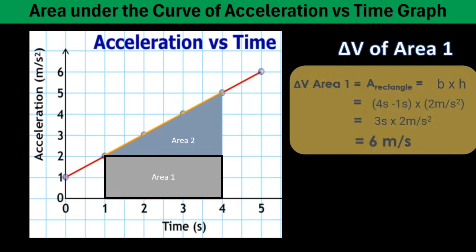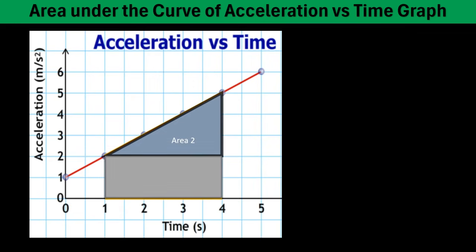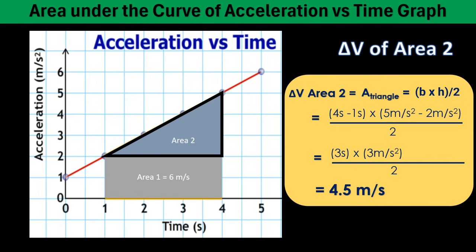The shape of area 1 is a rectangle, so we will use the area formula of a rectangle, which is just base times height. This is the calculation of the change in velocity for area 1. The shape of area 2 is a triangle, so we will use the area formula for a triangle, which is base times height over 2.